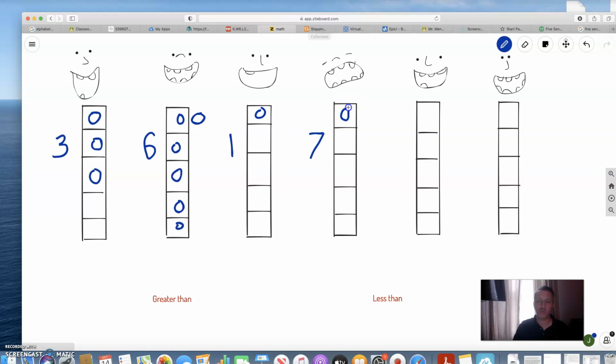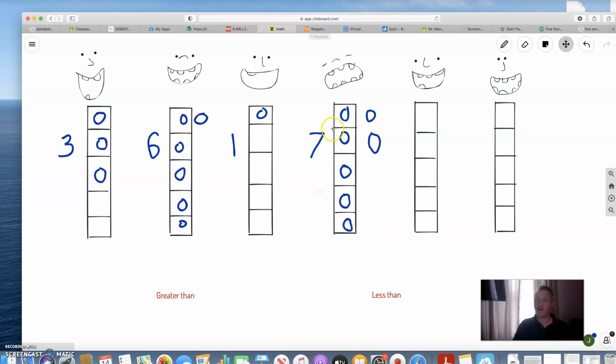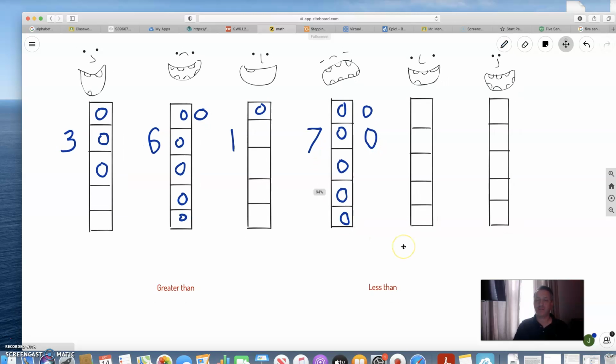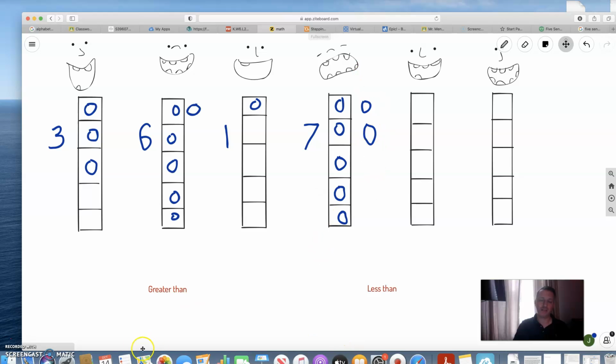Now let's fill it in. 1, 2, 3, 4, 5. And now we need to put them on the outside. 6, 7. Is 7 greater than or more than, or is it less than 5? Looks like there's some on the outside, so it looks like it's greater than 5. Let me go ahead and circle that one. Greater than 5. All right, next one.